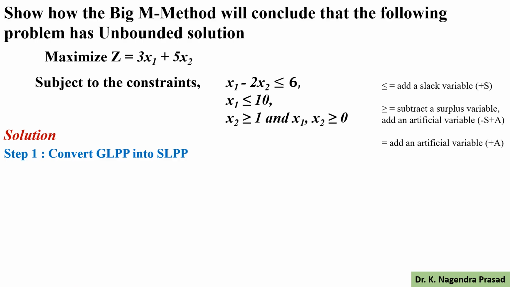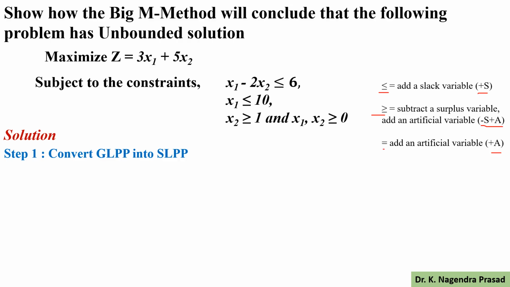For this we have to introduce a positive slack variable, that is plus s, if the constraint has the less than or equal to inequality symbol, and introduce a negative surplus variable and a positive artificial variable, that is minus s plus a, if the constraint has the greater than or equal to inequality symbol, and introduce only a positive artificial variable, that is plus a, if the constraint has the equal to symbol.